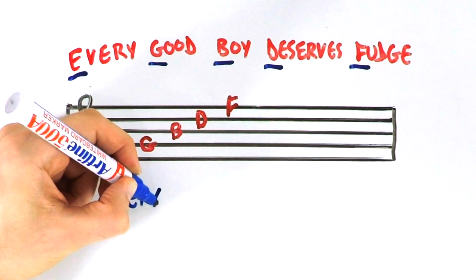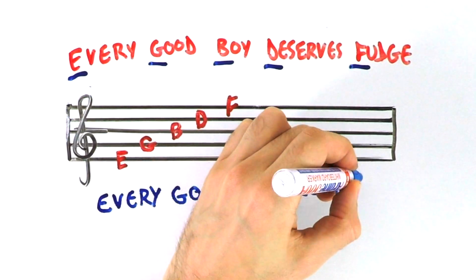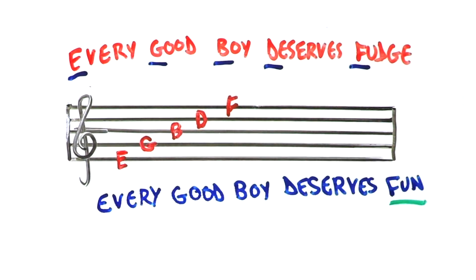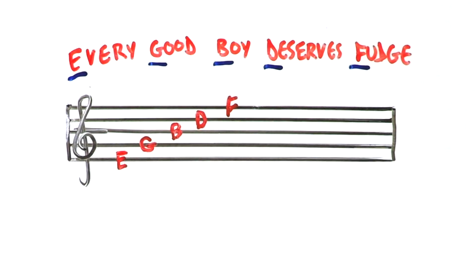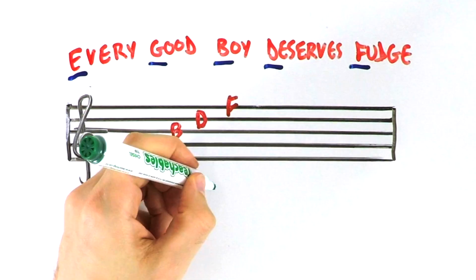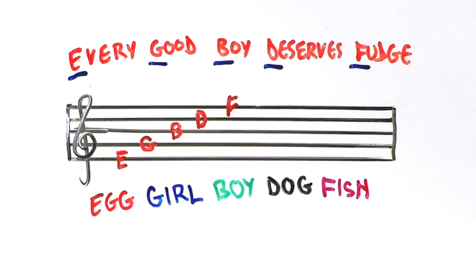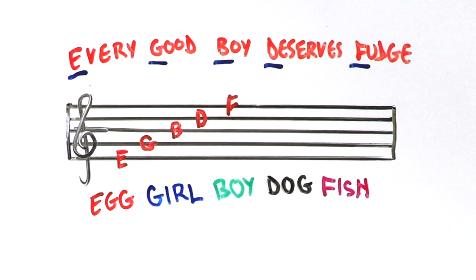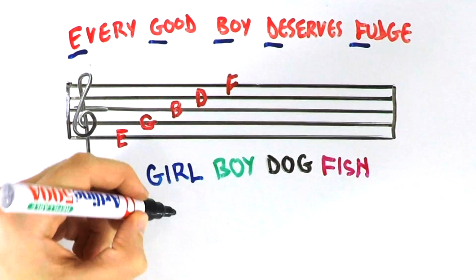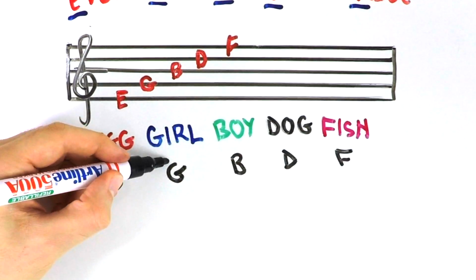Now the trick is every good boy deserves fudge, but I've also heard every good boy deserves fun, and some of my music students in the past have even had more fun with it and created their own, which was kind of like a joke in my class, and they made it egg girl, boy, dog, fish. But really, it doesn't matter what you use as long as it helps you remember the notes on the lines, which are E, G, B, D, and F.